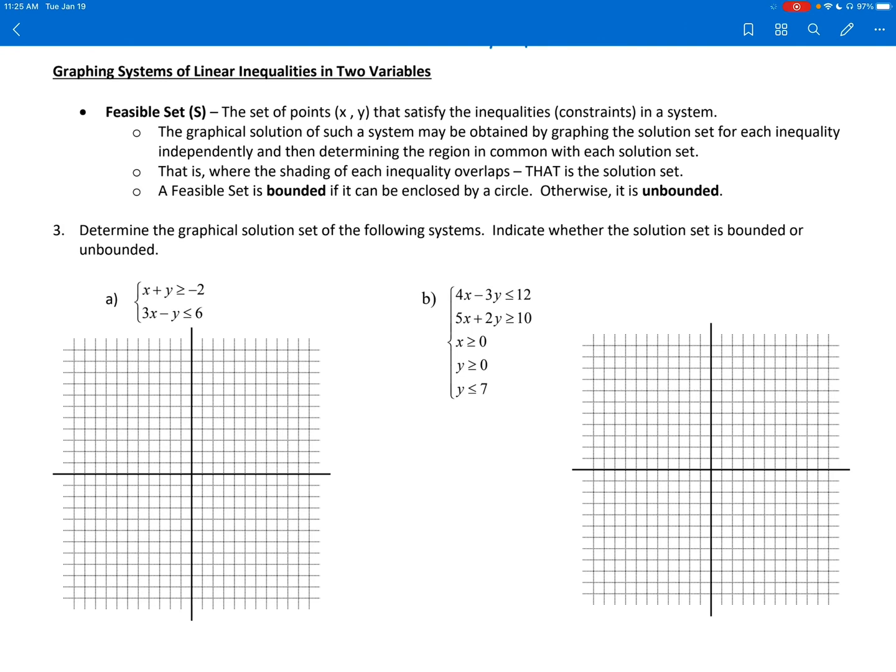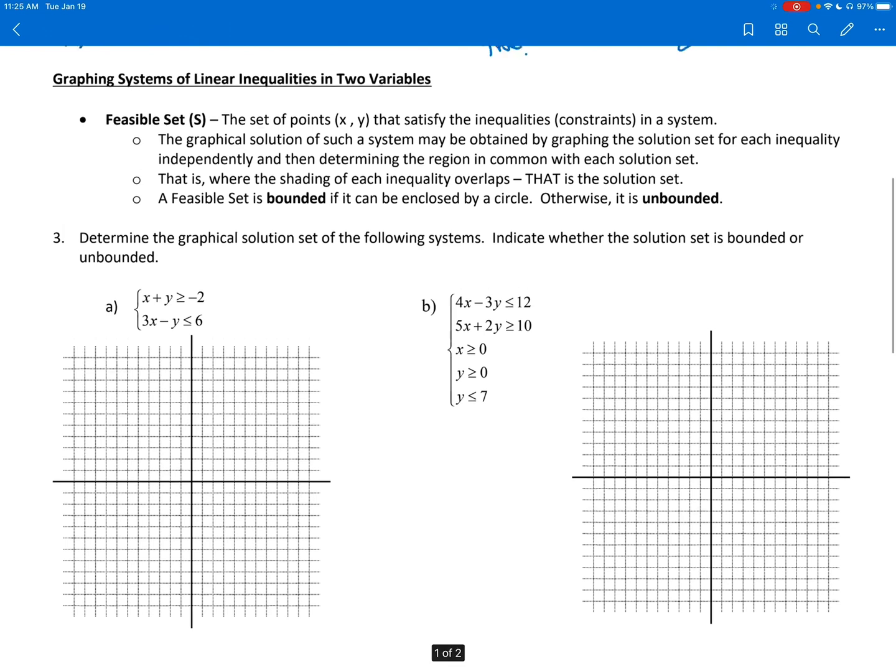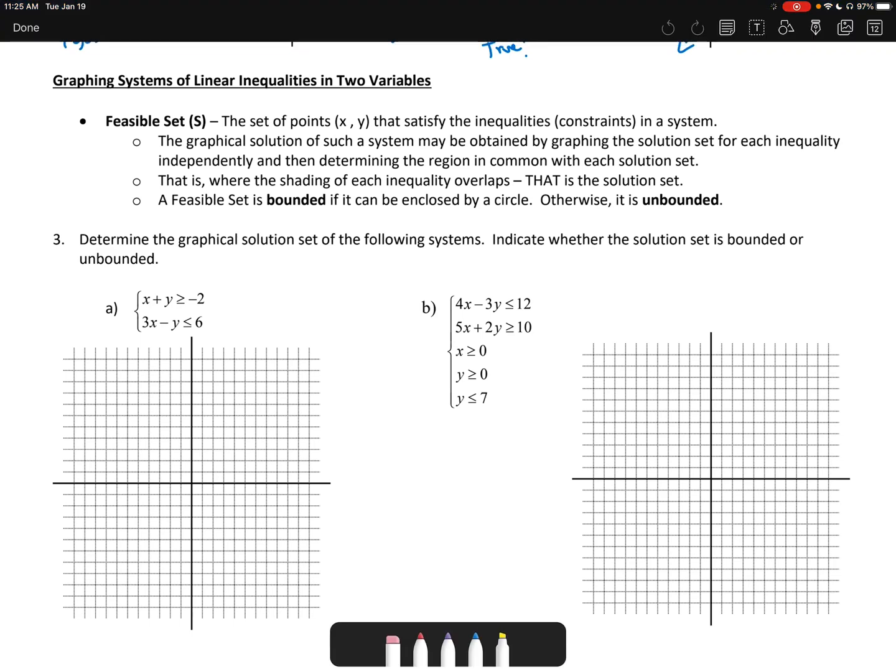So we're just going to combine what we had for those. That first one had intercepts of (-2, 0) and (0, -2). The second one, which I'm going to do in red this time, had intercepts of (0, -6) and (2, 0).